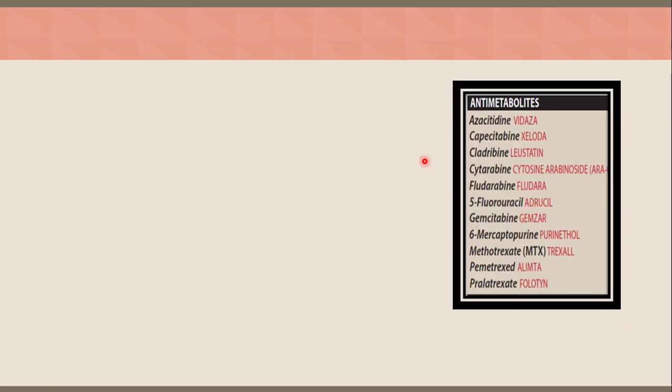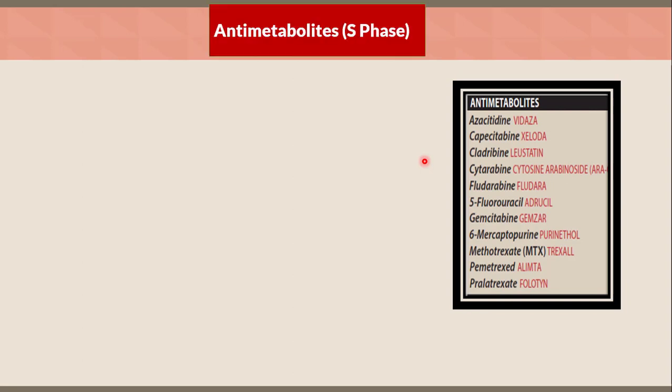Now we're going to start the antimetabolite agents, mechanism of actions. Antimetabolites, S phase.